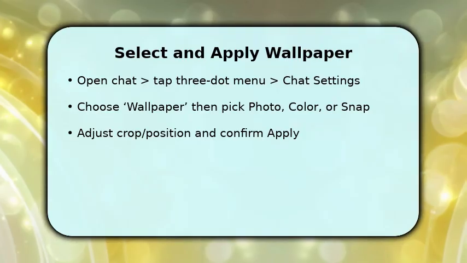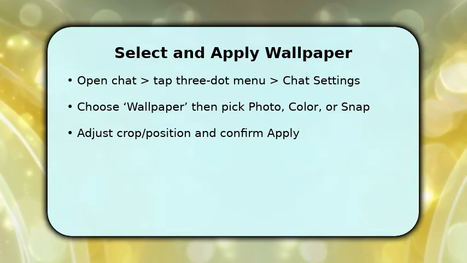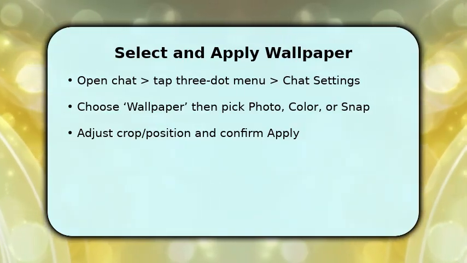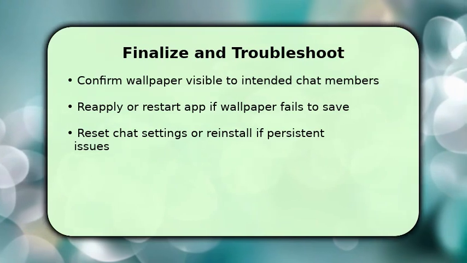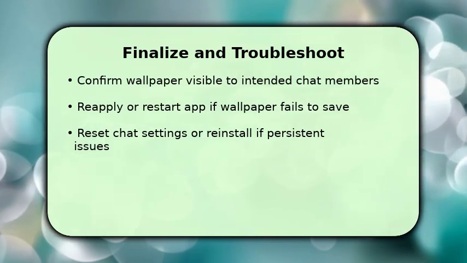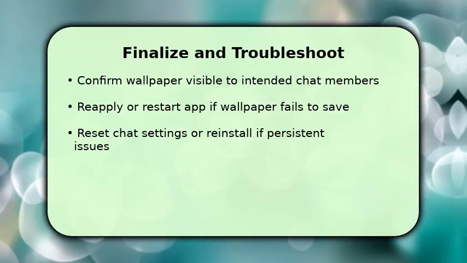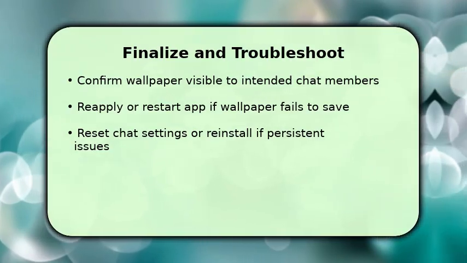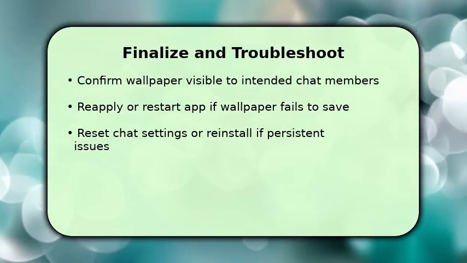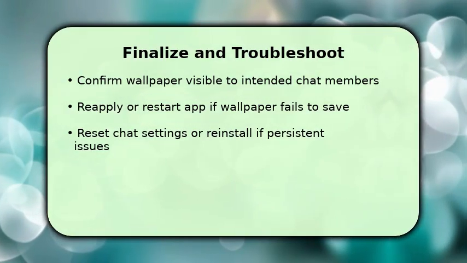After applying, open the chat to confirm the wallpaper appears as intended for you and, if applicable, other members. If it didn't save, try reapplying or force close and reopen Snapchat. This refreshes cached settings. Make sure app permissions to Photos are enabled. Lack of access prevents selecting images.